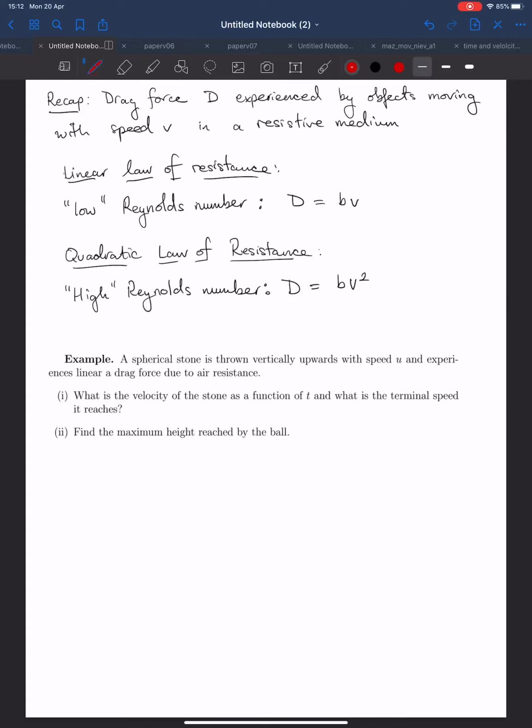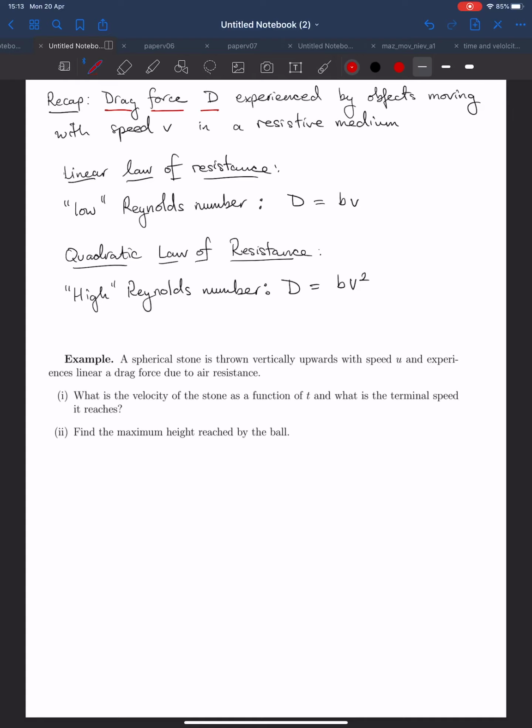So what we need to do now is put to practice what we have learned concerning the resistive forces met by objects that are moving through resistive media. Last time we looked at such forces. In fact, this is a small recap, we looked at the drag force experienced by an object as it moves through a resistive medium, and we came up with some expressions for the magnitudes of these drag forces.